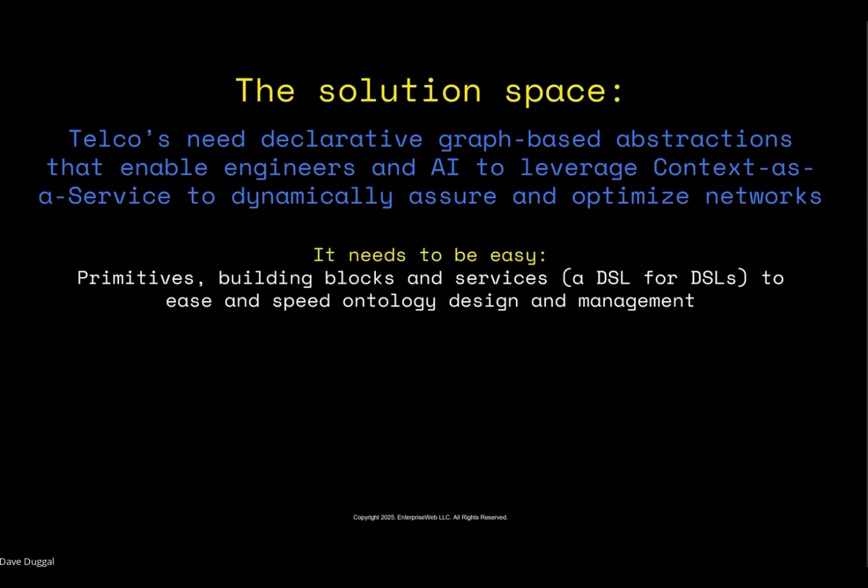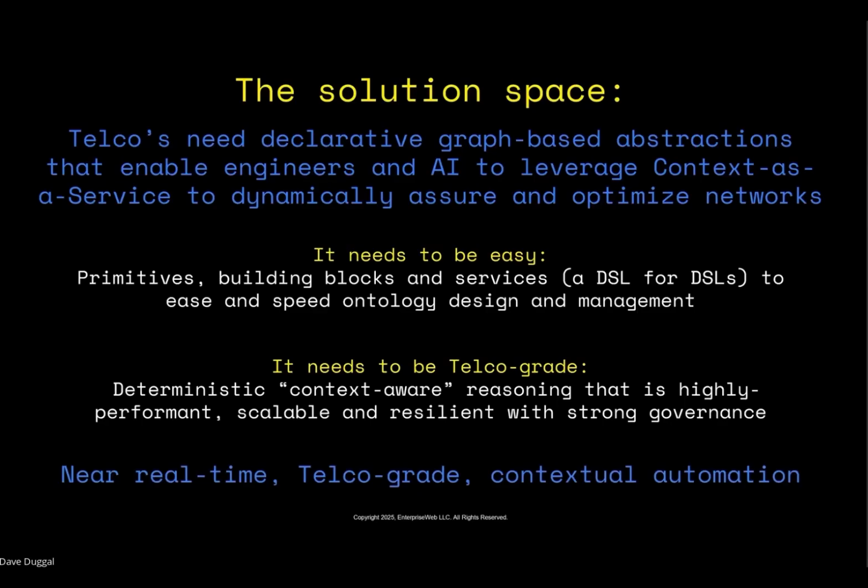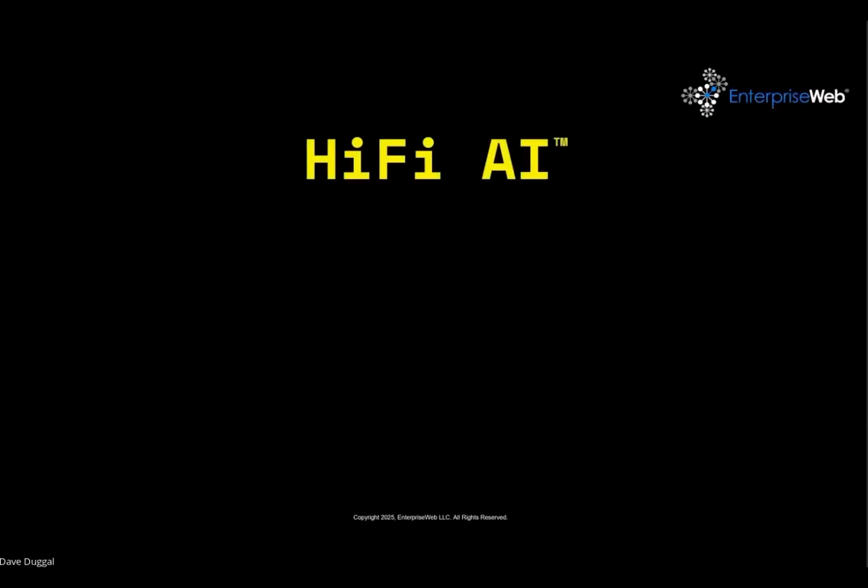Something that helps you build your operational domain much faster and helps you maintain it, to ease and speed ontology design, right? Because ontology for you is just a means to an end. The end for you is automation and operations. So it needs, of course, to be telco-grade, deterministic, context-aware reasoning that is highly performant, scalable, and resilient with strong governance, right? You guys have a lot of requirements. So again, to get to that near real-time telco-grade contextual.